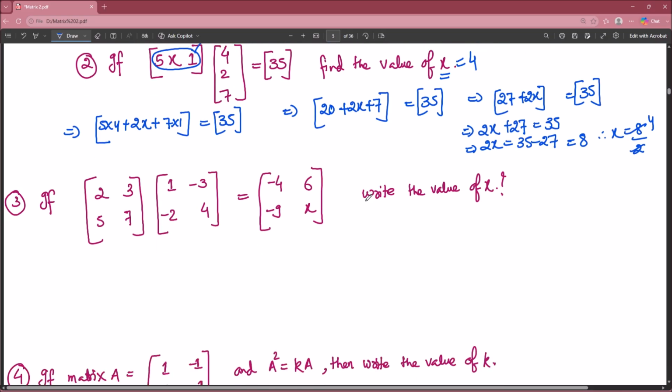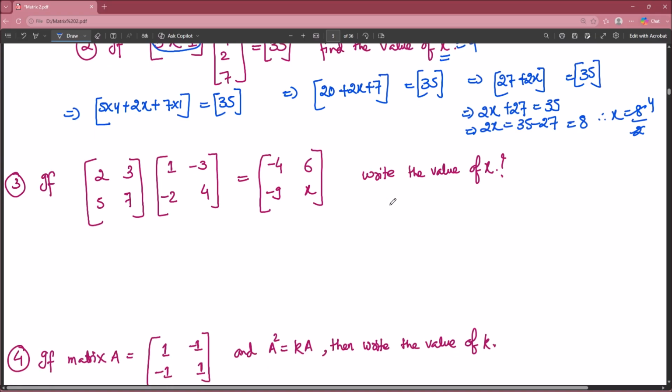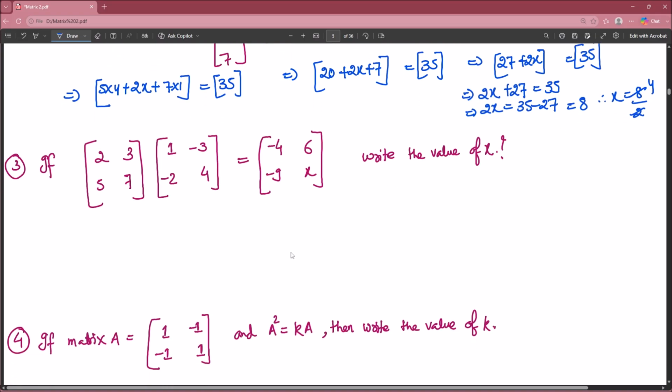Now next, this is another problem. The matrix [2 3; 5 7] times [1 -3; -2 4] is equal to [-4 6; 9 -9x]. We have to find the value of x. Again, we have to use matrix multiplication. It is a matrix of order 2 into 2, and the other is also a matrix of order 2 into 2. For multiplication, the first row will be multiplied with the first column, and then again with the second column.